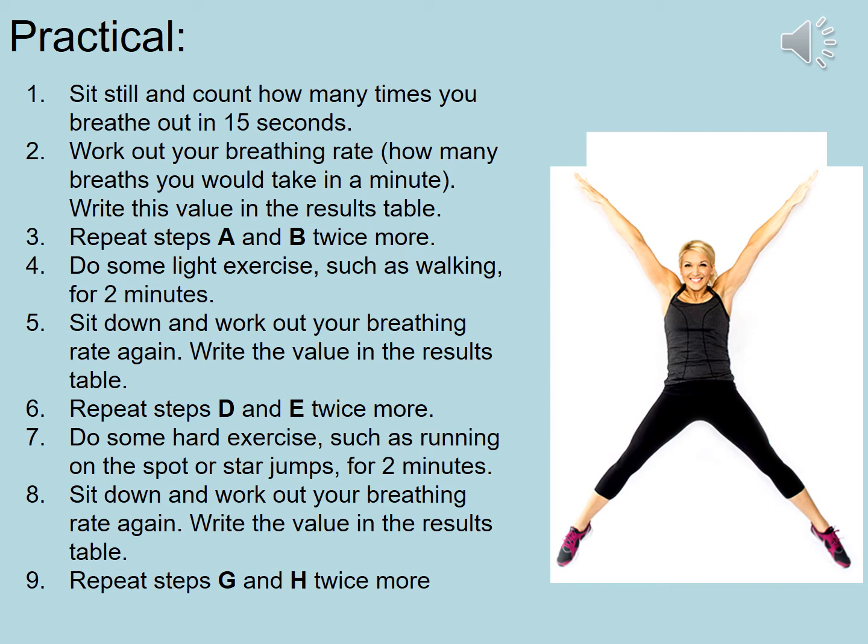Then you're going to have a go at doing some light exercise. So just walking around maybe for 2 minutes, and then you're going to sit down and do the same again and write down the recording of what your breathing rate was. You're going to do that twice more, again, to get those 3 results so you can work out an average. Then you're going to increase the effort with the exercise. So this time, do something a little bit more. Run on the spot, star jumps, again, for the same amount of time. So we're not changing the time variable. And then you're going to sit down and work out your breathing rate again. And you're going to record that data and repeat it twice as well.